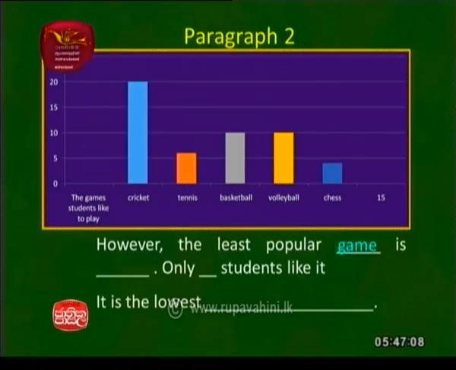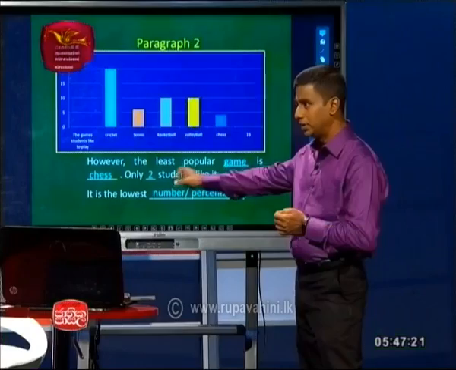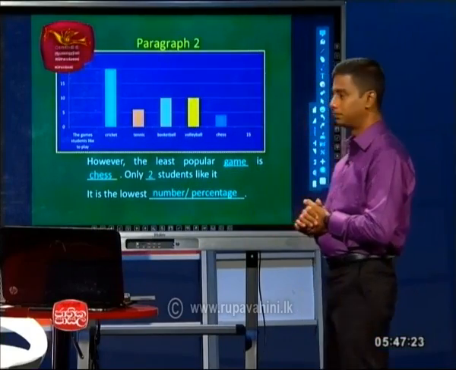Now paragraph 2, however, we are now comparing. The least popular game is chess. You can write the number. 2 students like it. It is the lowest number. We talked about highest and now the lowest. We can write either word. No problem.